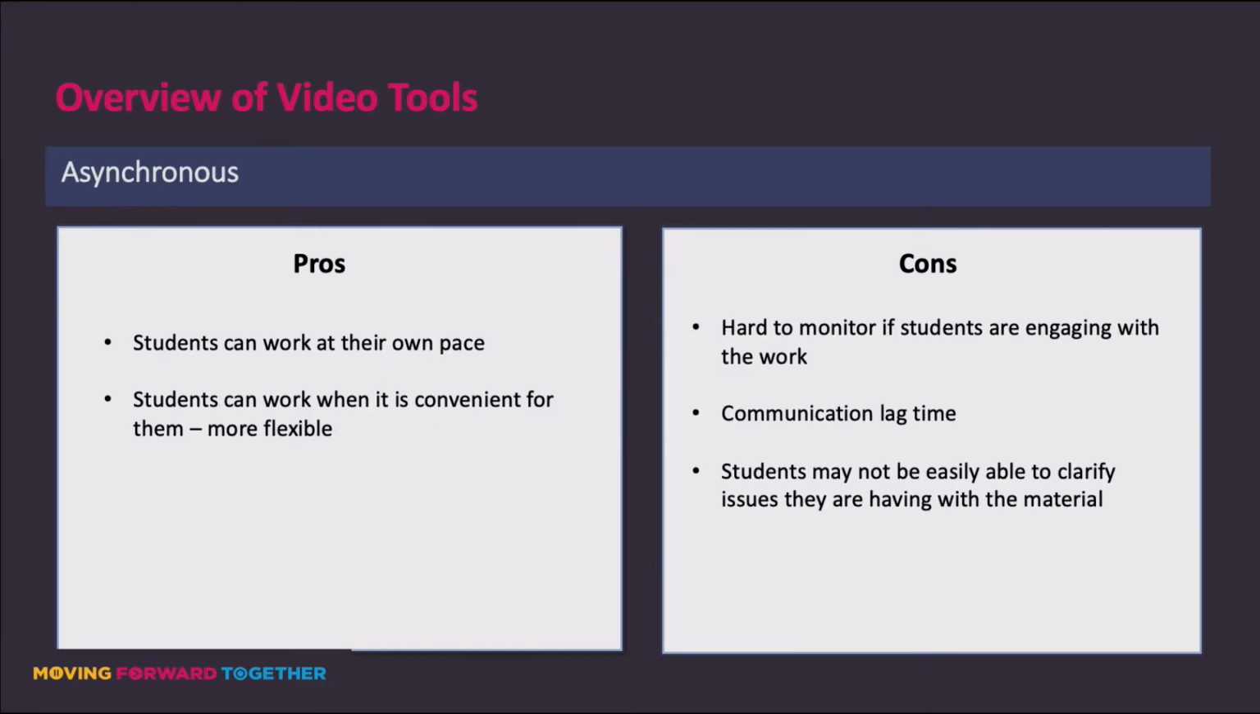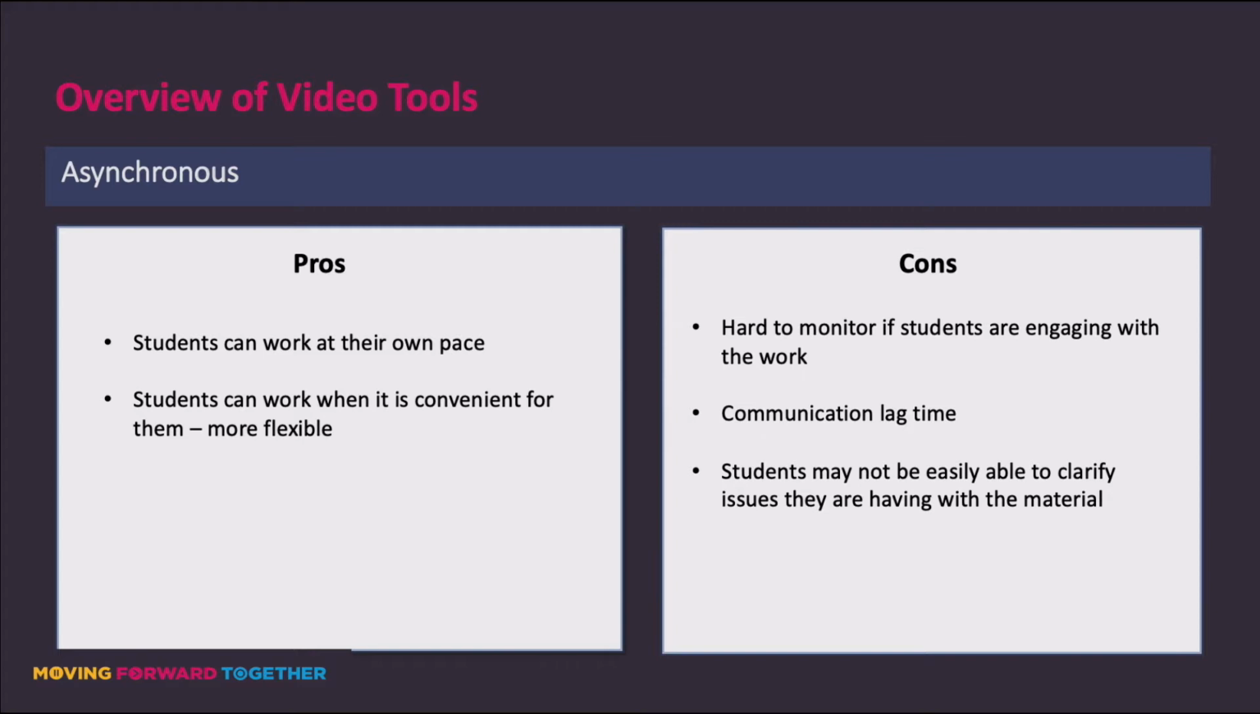Asynchronous tools like Screencastify, Loom, and Screencast-O-Matic, which are all screencasting tools, allow us to create materials that students can use to work at their own pace. They can also work at a time that's convenient for them, so that it's more flexible in terms of their interaction with the material. The cons are that it's hard to monitor if the students are engaging with the work. There's often a communication lag time between when the students do the work and when they interact with you.